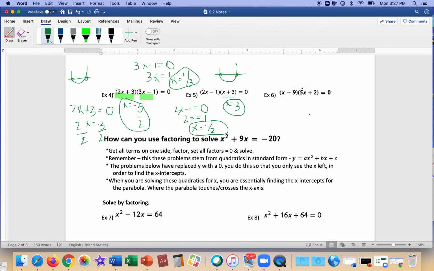Then we'll look at this last one before the next video. So if I set each factor equal to 0, if I set x minus 9 equal to 0, if I add 9 to both sides, I get x equals 9. Remember, you have to solve, so it's not negative 9, it's positive 9. And if I set 5x plus 2 equal to 0, you subtract 2 first from both sides. So we get 5x equals negative 2. Divide by 5, so x would equal negative 2/5.